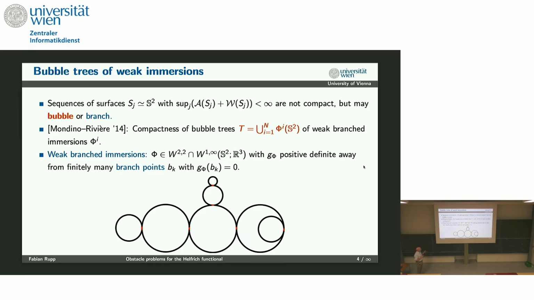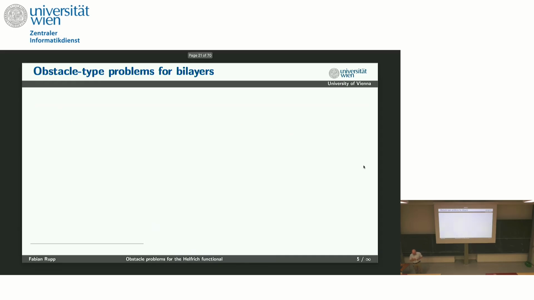But if you look at collections of these weak branched immersions in this class of bubble trees, which then you have to connect somehow to fit them into one Lipschitz map, but this is very technical and it's not so important. But let's stay with the intuitive picture that it is just a collection of these weak branched spherical surfaces. So in this class, Mondino and Scharrer showed existence of minimizers of this Helfrich functional. And the picture is kind of reminiscent of what we saw in the experiments for the biological membranes.